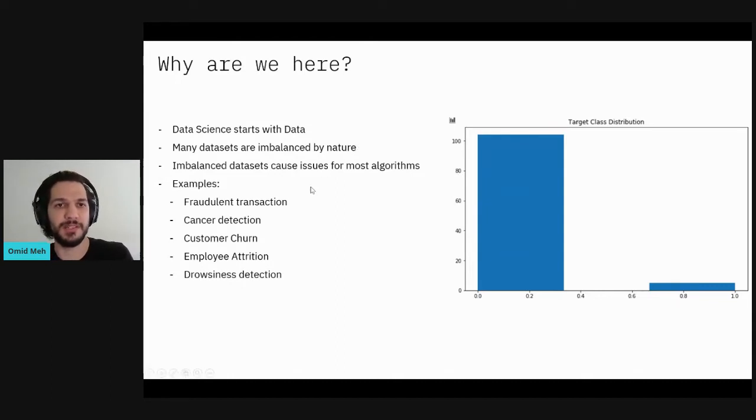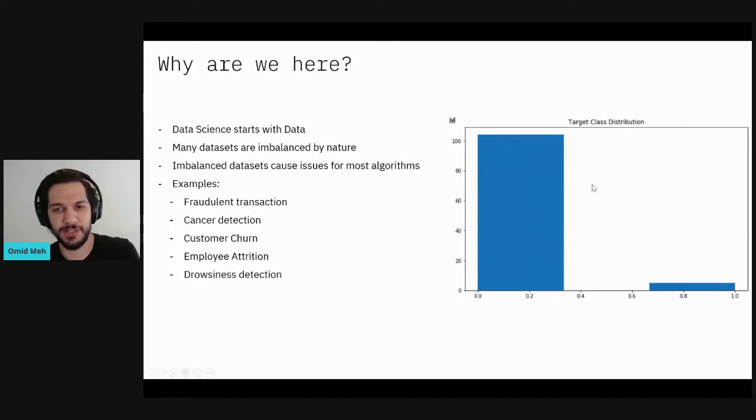Now, you might ask, what is imbalanced data or what is skewed data? So just to put it in simple terms, it's the case where the classes within your data set, your labels, are not similarly distributed.